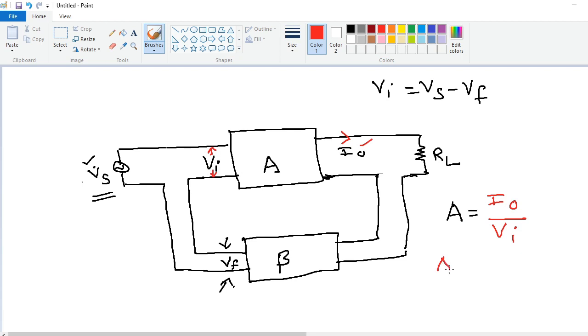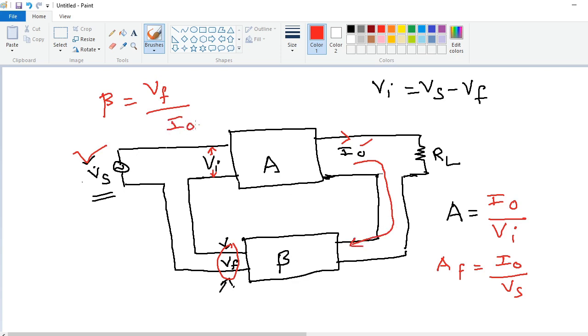Similarly, AF, the amplifier gain with feedback. AF is equal to overall output I naught divided by overall input Vs. Beta is equal to the output of the feedback network, Vf, divided by the input of the feedback network, I naught. So beta is Vf by I naught.